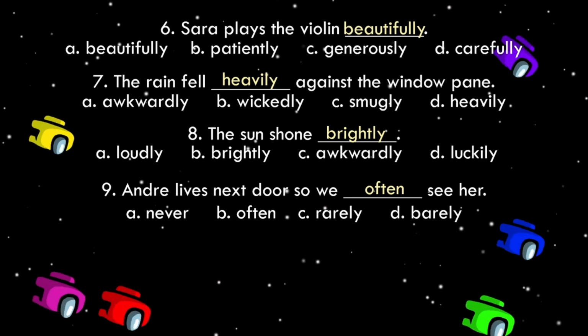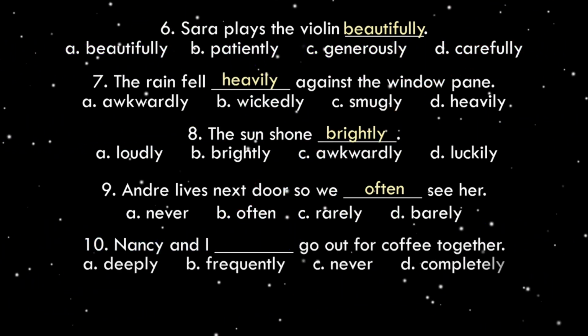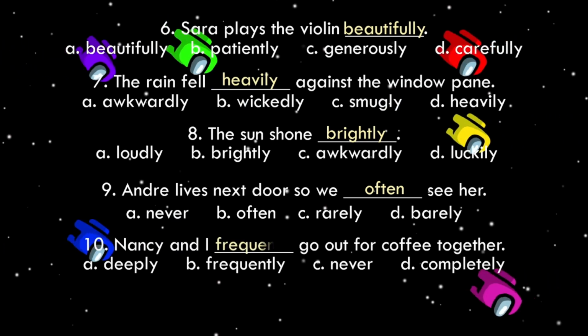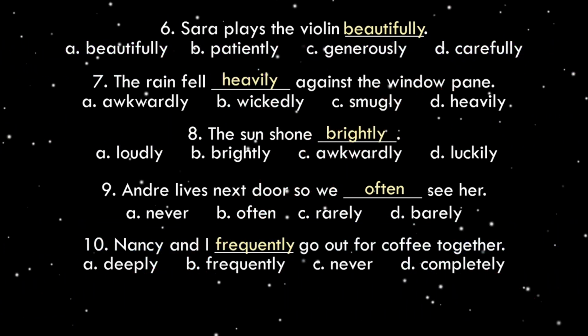Number 10. Nancy and I blank go out for coffee together. What do you think is the correct answer for that? That is correct. The correct answer for that is frequently. Nancy and I frequently go out for coffee together.